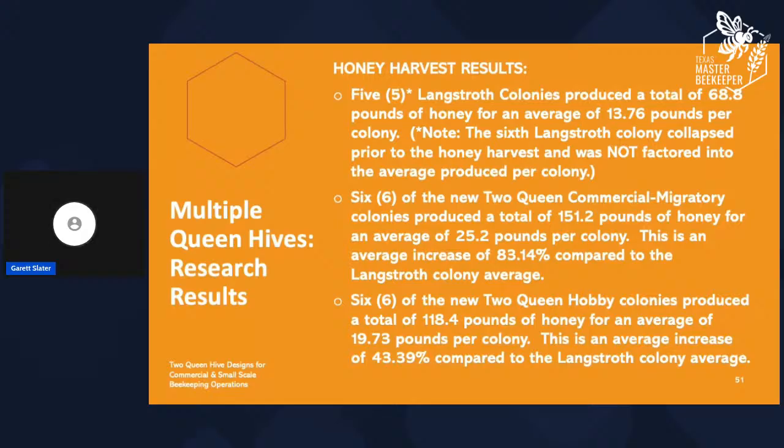Okay. Yes, sir. So you did use frame feeders and. Yes, I did. So I used the deep frame feeders, the 2-gallon feeders, in all of the colonies. So they had equal access to sugar syrup. I used a 1-to-1 ratio and pollen patties. Yes.